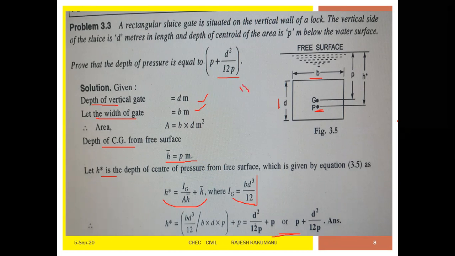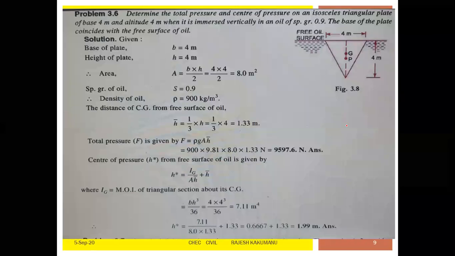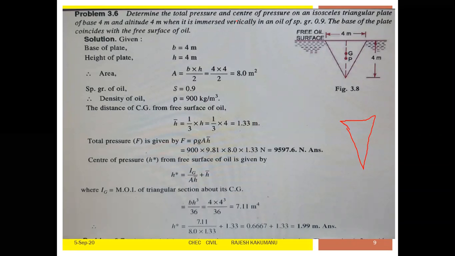So like this also you can get the problems. Next, now we'll take another shape, that is nothing but a triangular shape. Now determine the total pressure and the center of pressure. Total pressure means F. Center of pressure means X star. So we have to find total pressure F and the center of pressure X star.